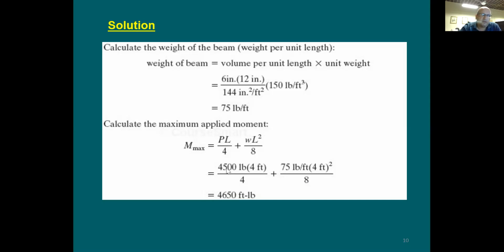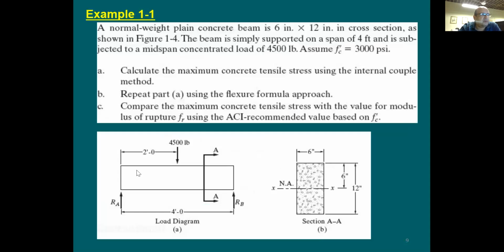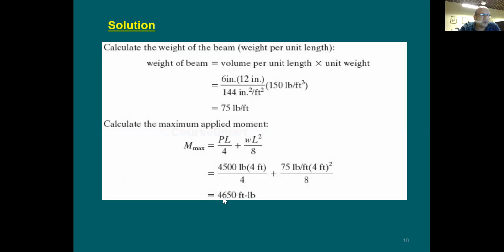What I have used here was pounds, and for the length, I use feet. So at the end, the moment is going to be foot-pound or pound-foot, if you like. It's going to be this value. Now, is this a cracking moment? I'm going to say no. This is the applied moment. Based on this given point load and the self-weight of the beam, I have a total of 4,650 pound-foot. Are we good? Ruth? Yeah? We're good? Questions?